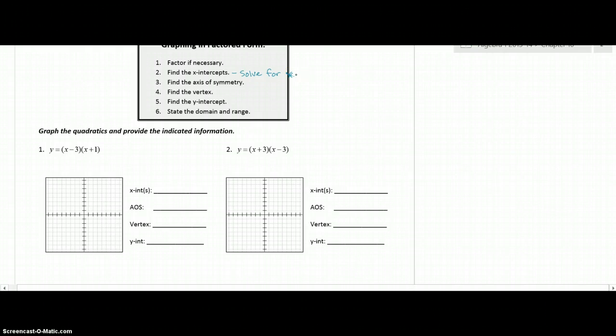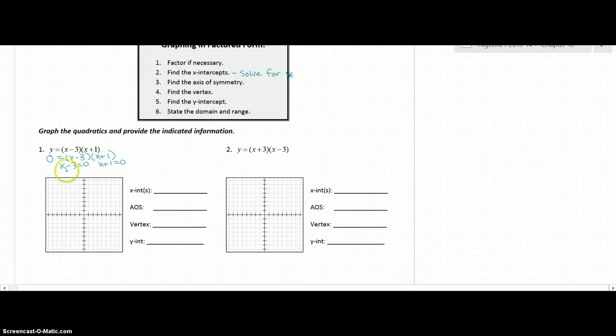Okay, so let's go ahead and start number 1, and then we'll go through the steps here and explain a little bit more in detail. So factor if necessary, that is already done for us because we have 2 sets of parentheses. Now it says find the x-intercepts. That means that we are solving for x. That means y has to be 0, and we set each of the factors equal to 0. So x minus 3 equals 0, and x plus 1 equals 0.